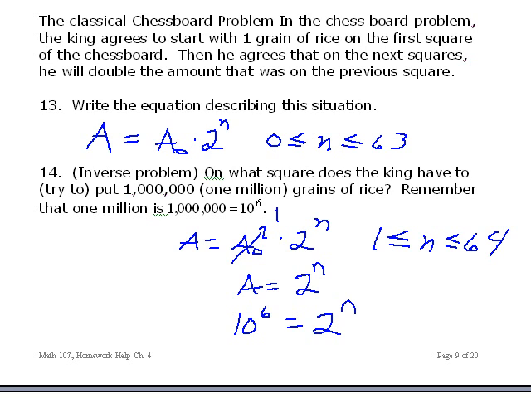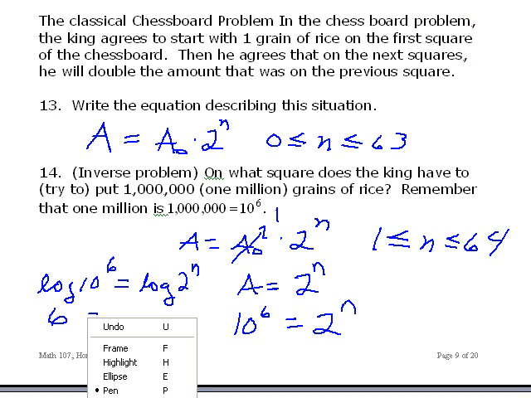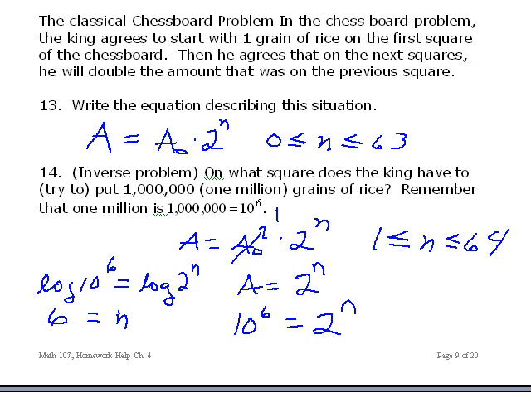The easiest log to take in this case is log base 10. So you've got the log of 10 to the 6 on this side equals the log of 2 to the n on this side. The 6 comes out in front, and log 10 is 1, so this is just 6. Alright, that's easy enough. And over here, whoops, I have an n log 2. Log 2 is a button on your calculator. It's 0.3010. You divide 6 by that number and you find out n. And n would be the square on the chessboard the king would be supposedly having to place 1,000,000 grains of rice.